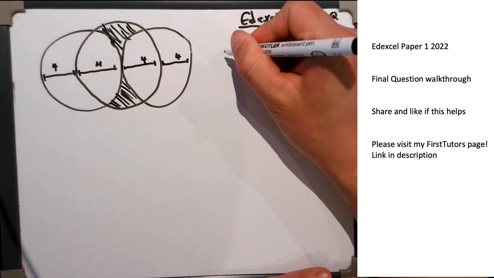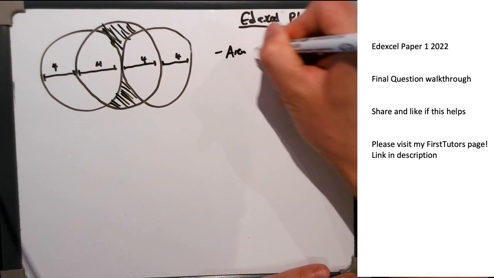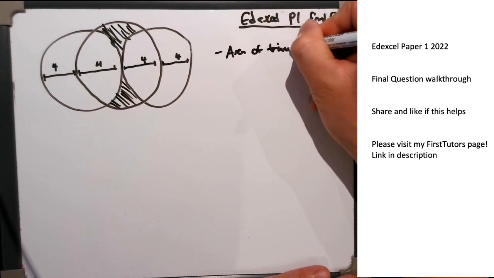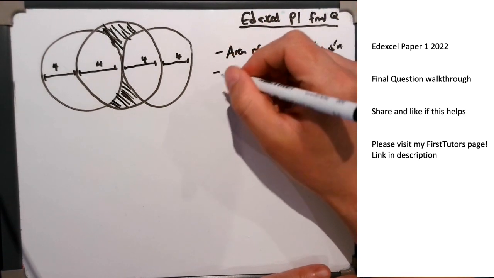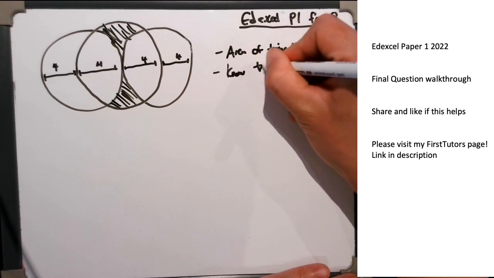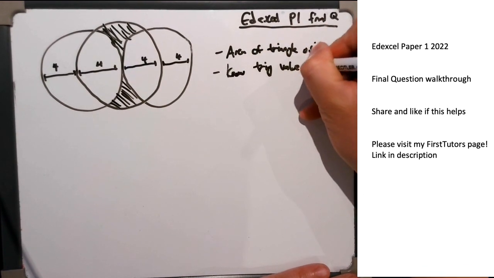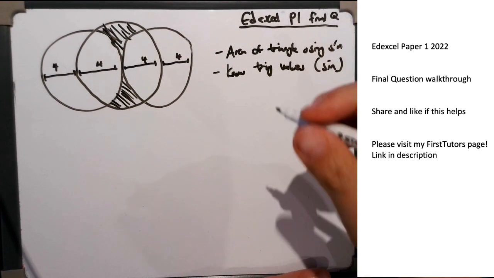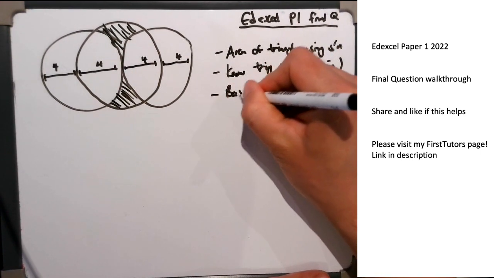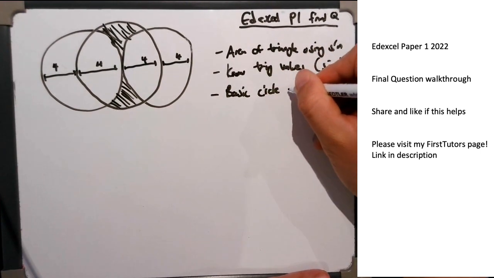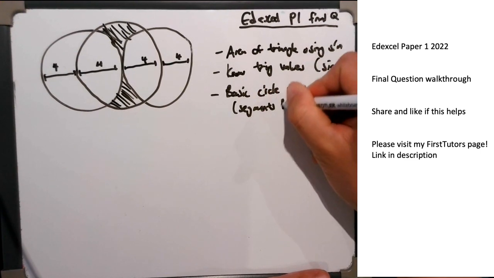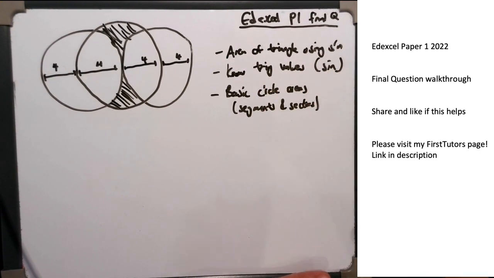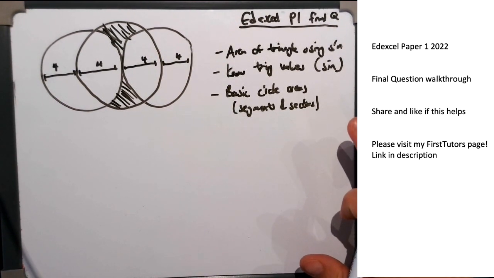So you need to know area of triangle using sine, and you need to know your known trigonometry values of sine. And you just need to know basic circle and circle areas, as well as segments and sectors. So before we start, those are the only bits of specific prerequisite that you need to know to address this question.